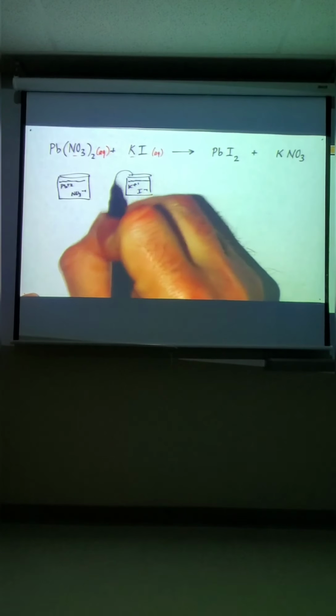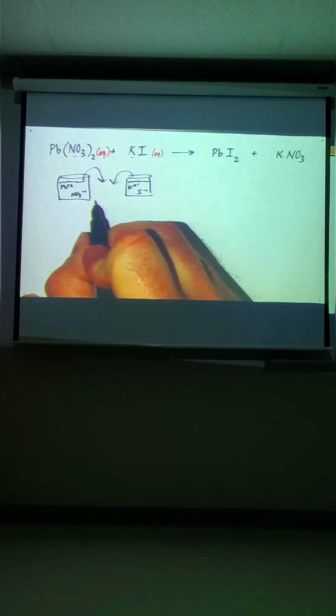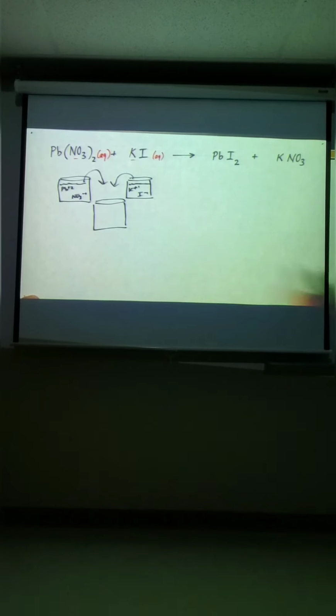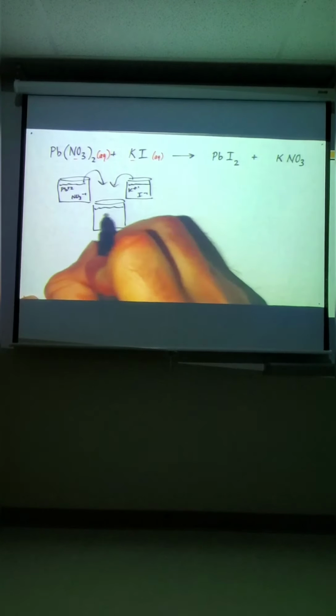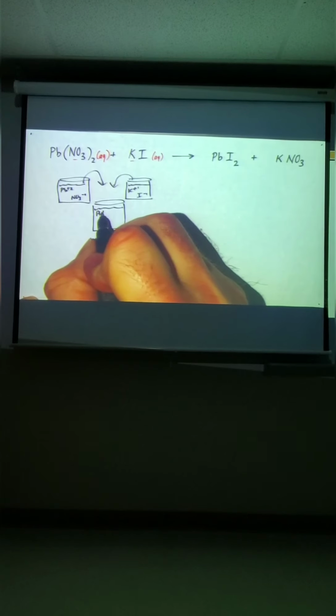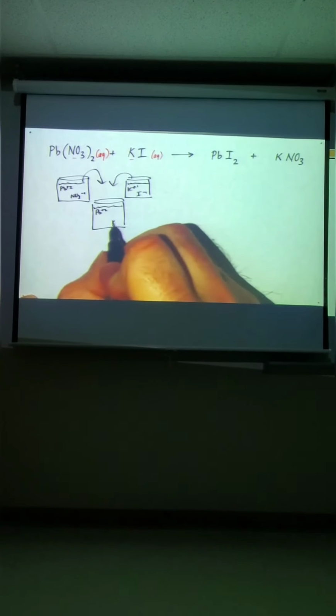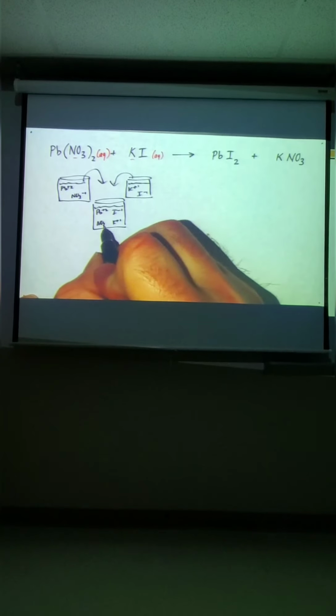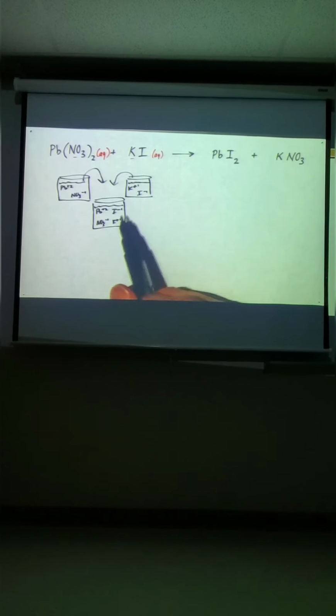But then when we mix these together into a new beaker, or one or the other, doesn't really matter, now we're going to see something unique happen. The Pb+2s are going to stay super far away from the K pluses because they're going to repel. The I negatives and the NO3 negatives are going to stay away from each other because they also repel. And they can stay with their partners, but it's kind of like having a party.